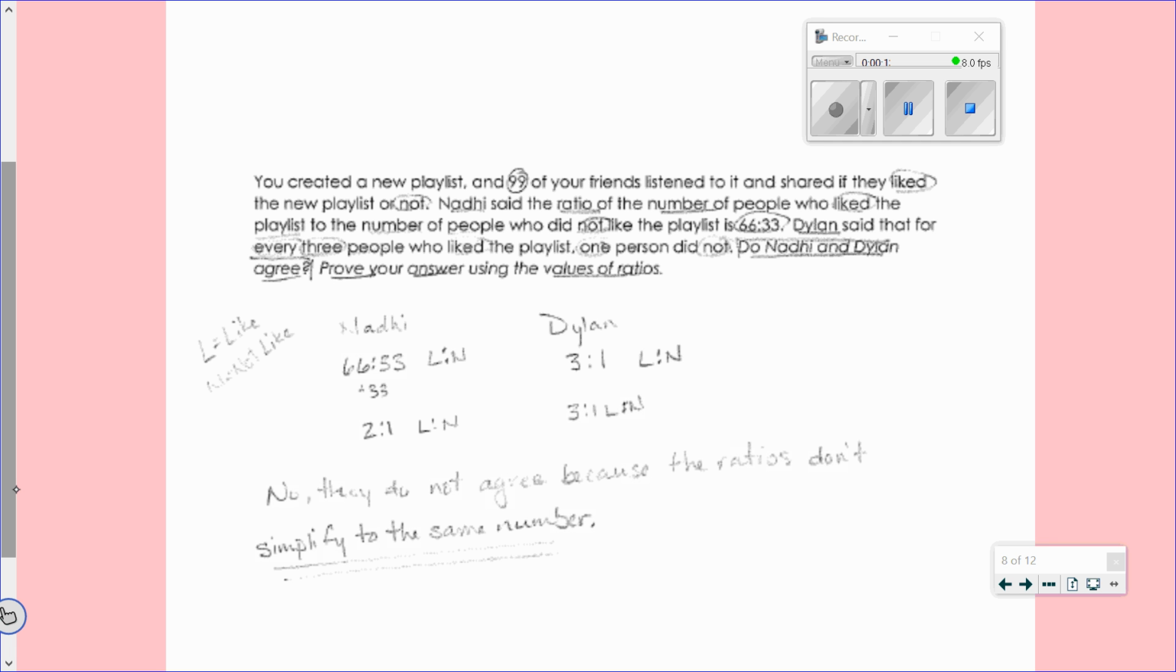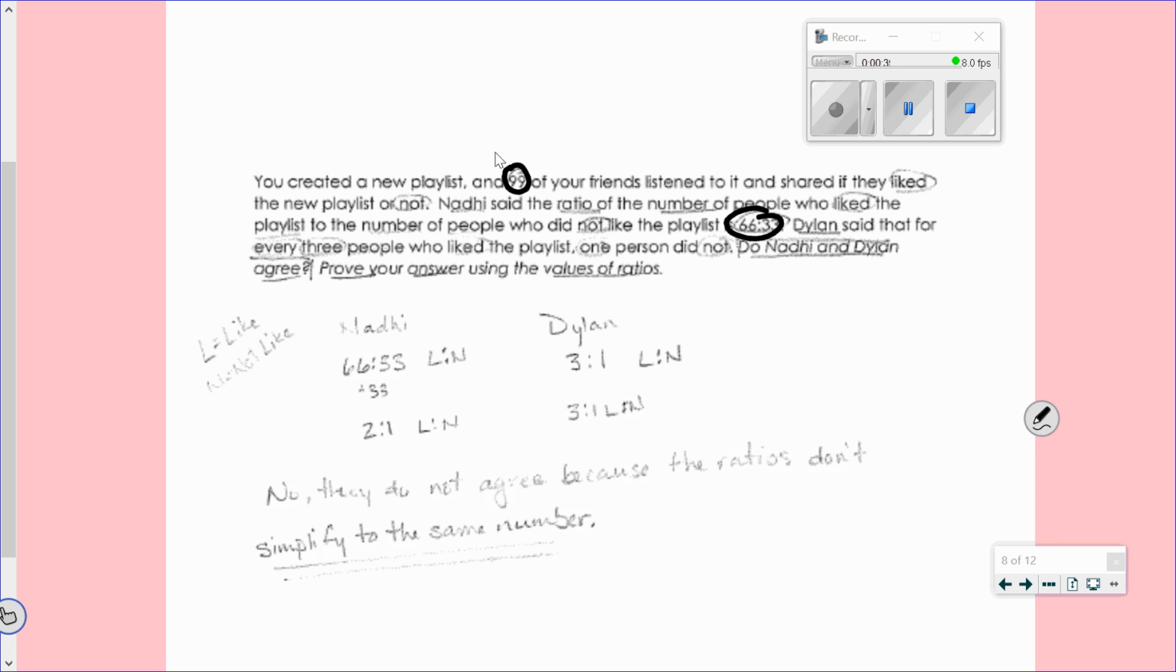So when you get your test on Friday or Monday, depending if you're in A or B day, the first question is going to say, you created a new playlist. Those are going to be the very first words. And the number will probably be different. If this number is not different, then this number will be. One of these two numbers is going to be different when you get your actual test, so don't let that throw you off. The question, though, is going to be the same.